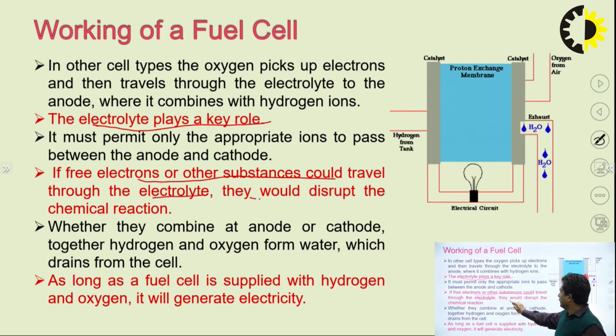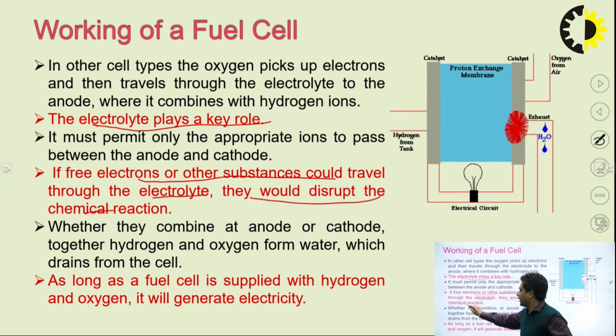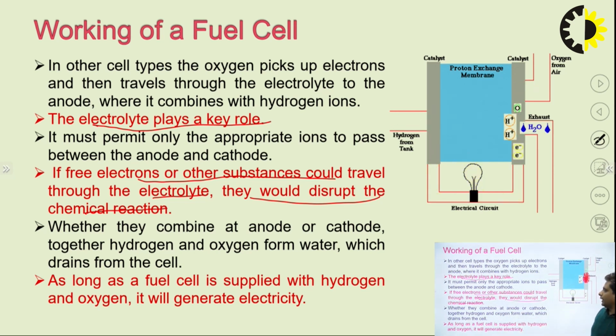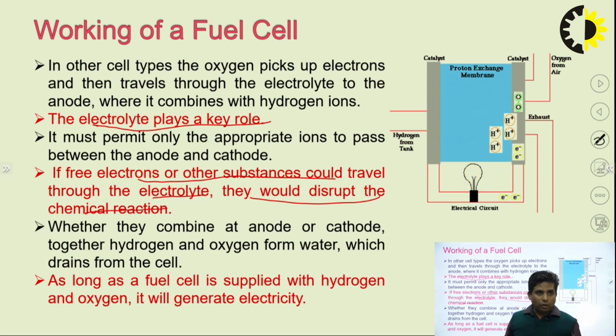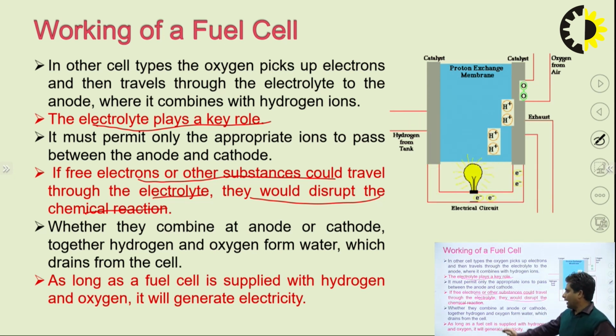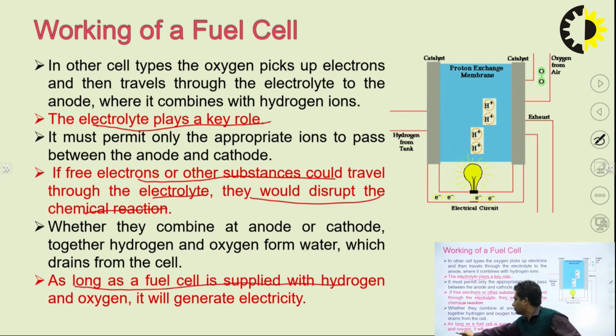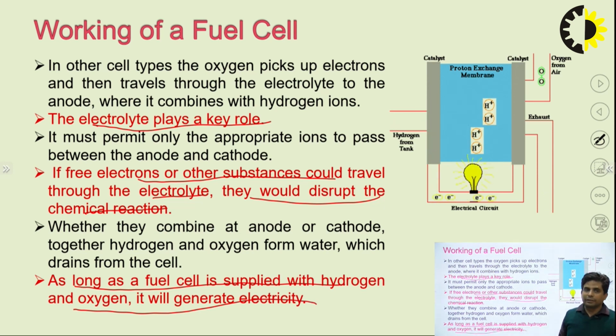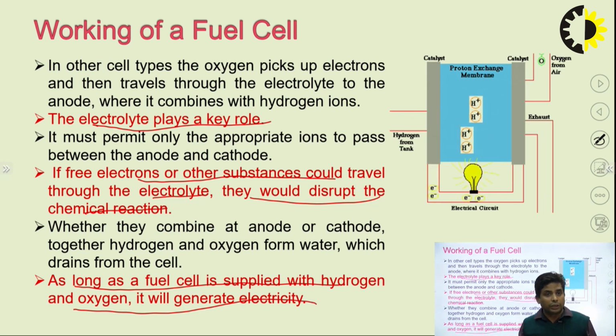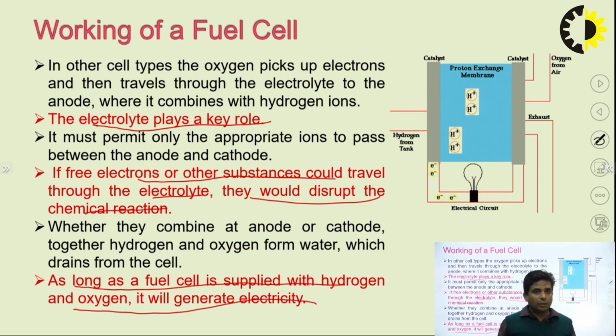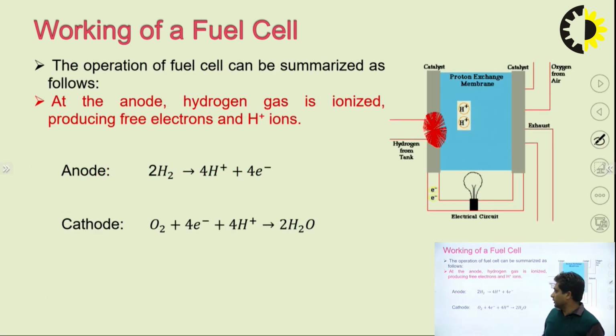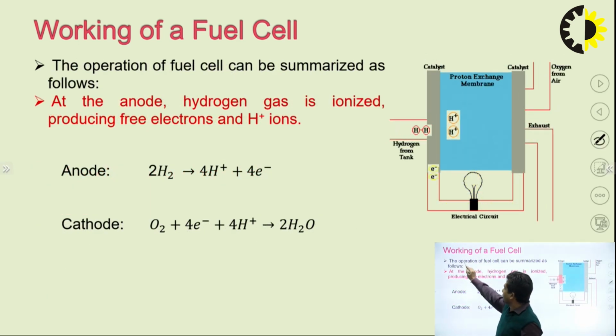What will happen? They will disturb the chemical reaction. So whether they combine at the anode or cathode, hydrogen and oxygen form water, which again forms in the cell. So as long as the fuel cell is supplied with hydrogen and oxygen, it will generate electricity. So we can say we want a continuous supply of hydrogen as well as oxygen. So here is the operation equation.